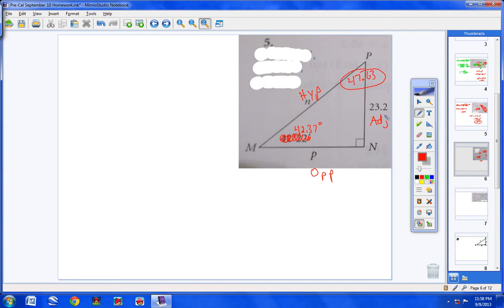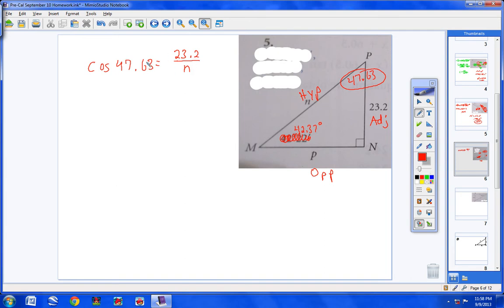Now, do you see your two unknowns? You do not know the length of the hypotenuse, and you do not know the length of the opposite side. So please don't use sine. If you use sine, you're going to have opposite over hypotenuse, which is p over n, which is two unknowns. So use tangent or use cosine. Okay? Use one of those two. And I'm going to use today cosine, I believe. So I'm going to say cosine of 47.63 equals adjacent over hypotenuse, which is n.